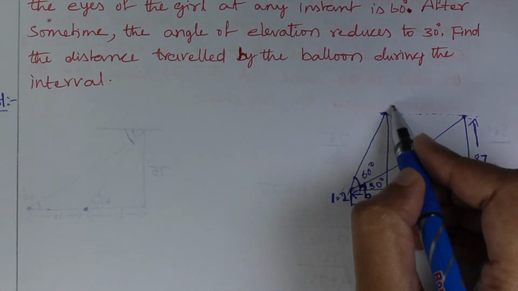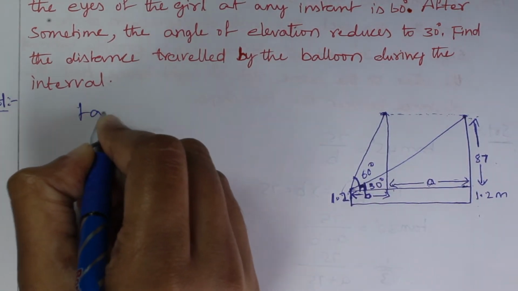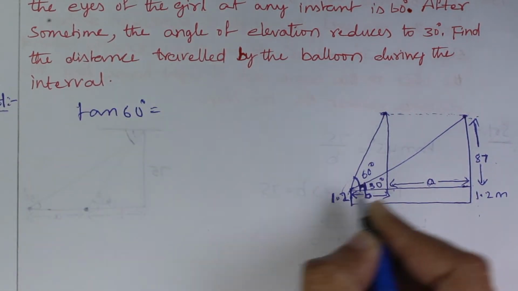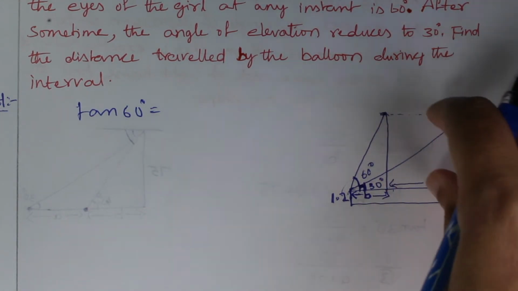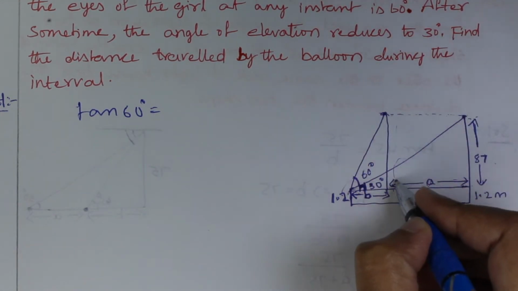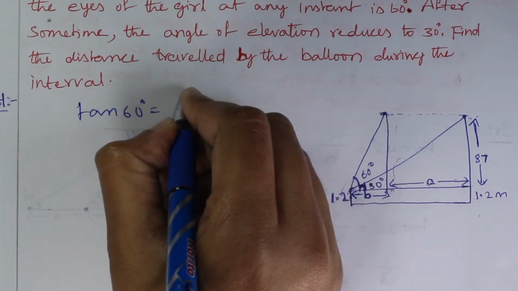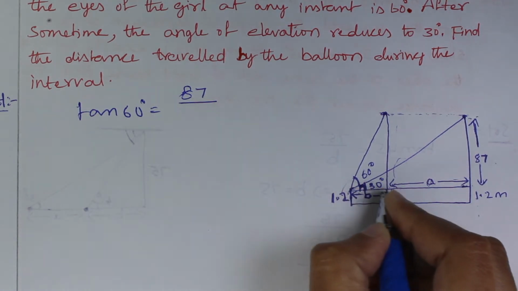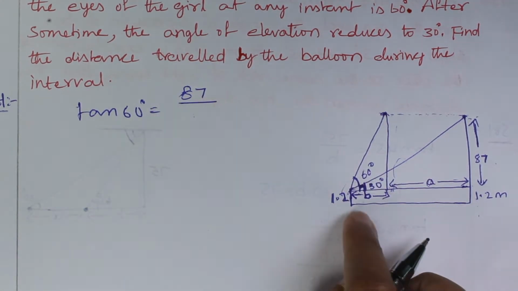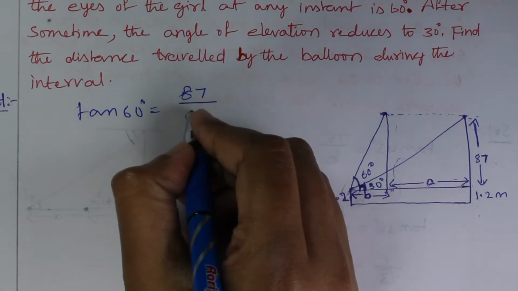Okay, I am looking at this triangle. Tan 60 degrees is equal to, this is 87, right? Because this is the opposite side of this side. So this will become 87. Opposite side is 87 divided by adjacent side is B. Because I do not know the distance, I have assumed it to be B.